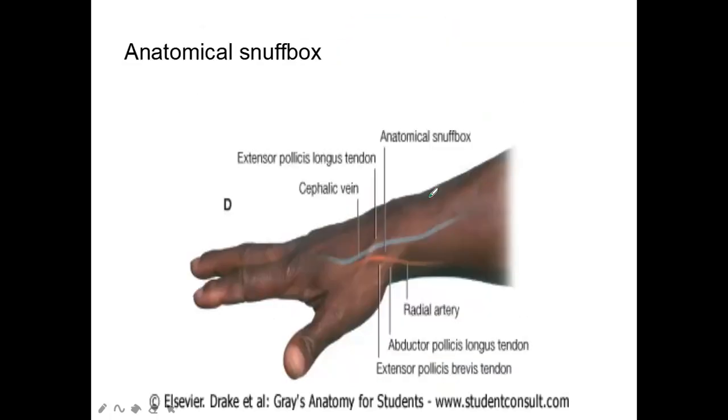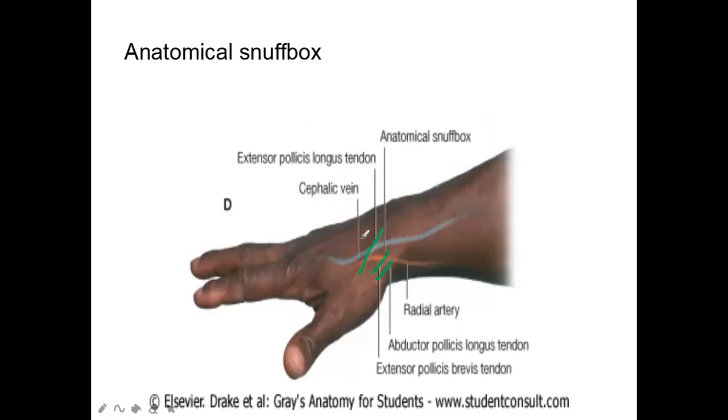Let's talk about the anatomical snuff box. The anatomical snuff box that we find in this region, you need to understand the borders as well as the contents that we find there. For the borders, we have one tendon medially and two tendons laterally.